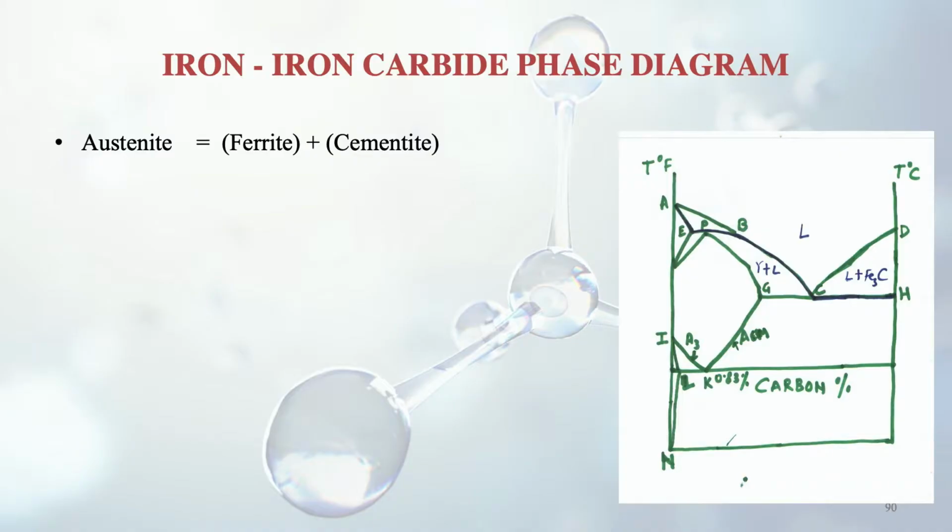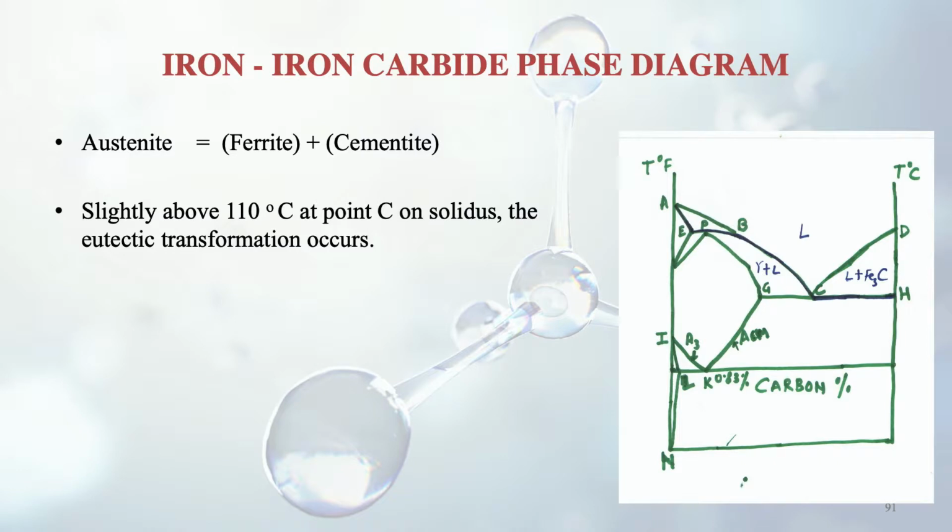So here the transformation reaction takes place. That single solid phase, austenite, gamma iron, is a single solid phase, and it is getting split into two phases. What are those two phases? We will see here: ferrite and cementite. So austenite is equal to ferrite plus cementite, and this transformation is taking place at 0.83% carbon, and this is also known as the eutectoid point.